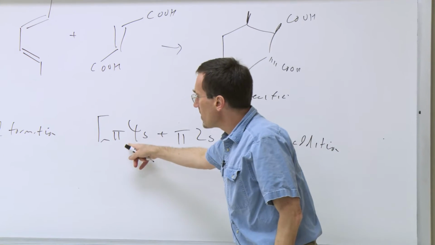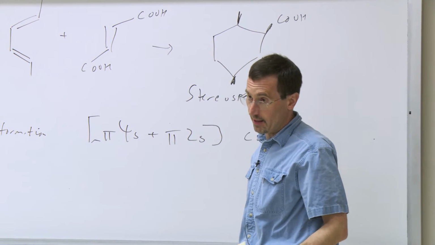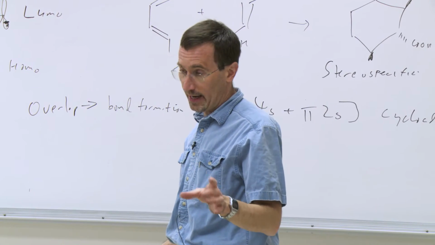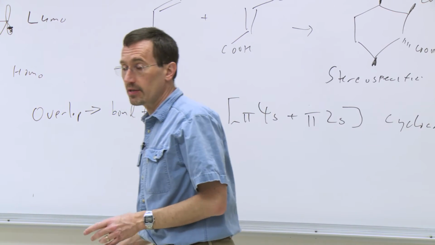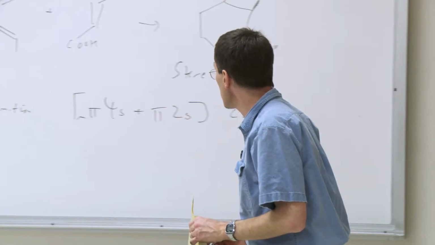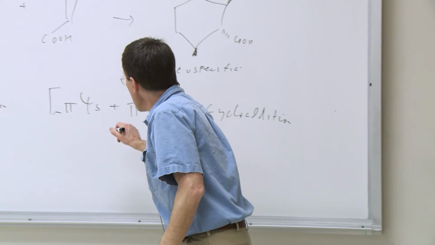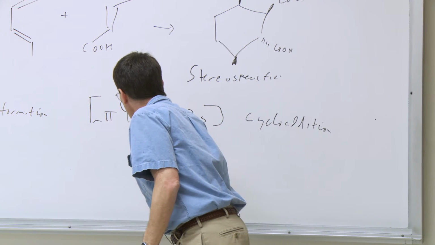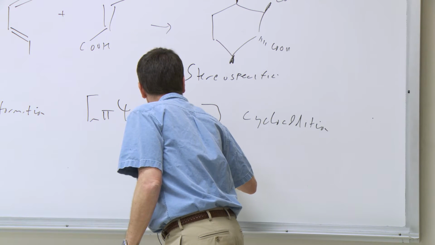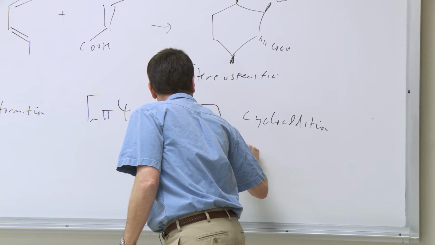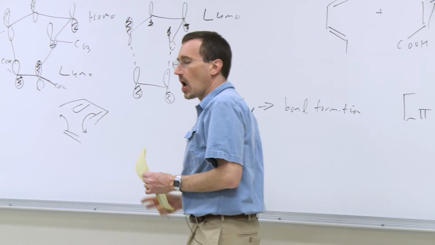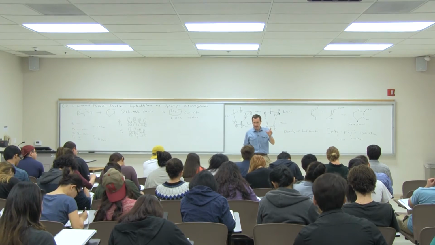And the pi, of course, means that we are using pi electrons. You can also have cycloadditions that use sigma electrons. You can have, for example, sigma bonds doing the same thing in a cycloaddition. The S means suprafacial. Suprafacial means on the same side of the face.